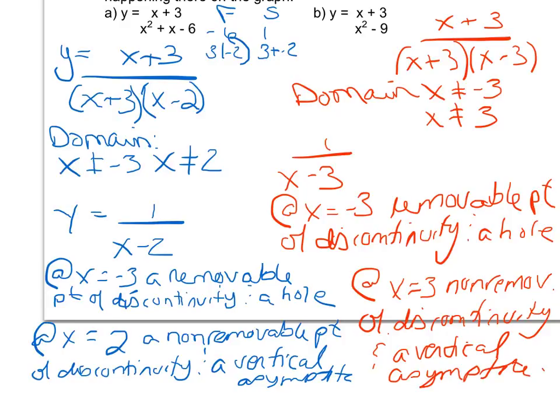And that is it for this video. Just remember: removable, hole; non-removable, vertical asymptote.